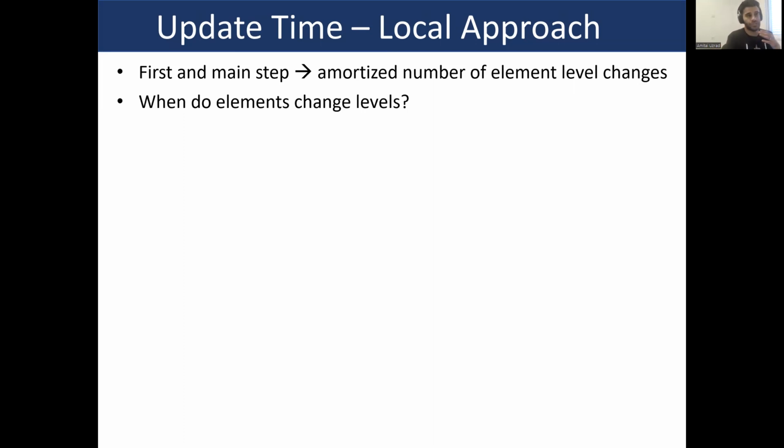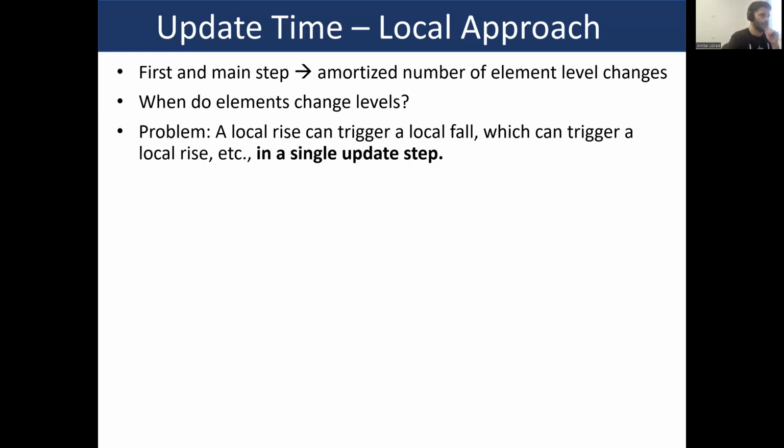So when do element levels change? Elements change levels in insertions, deletions, rises, and falls. The problem is that a local rise can trigger a fall, which can trigger a rise, and so on, all within a single update step. We'll see an example here. So it's not clear that this cascade of falls and rises terminates, let alone yields a decent update time. Even though we're aiming for amortized, it's still not clear. So let's see how this can happen.